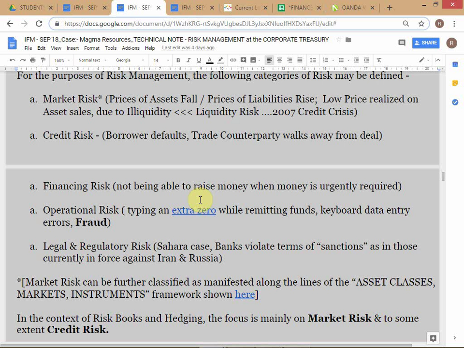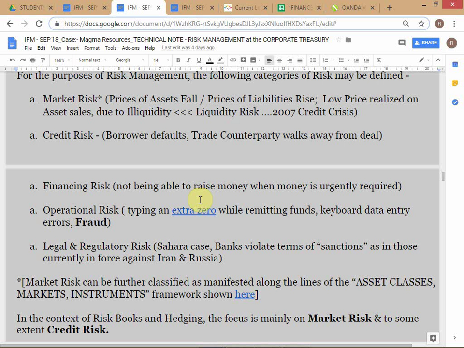This is like a taxonomy of risk. Remember we have a taxonomy of asset classes and markets. Taxonomy is the science of classification, and a particular classification is also referred to as a taxonomy. So this is a taxonomy of risk. Typically we look at market risk, credit risk, and financing risk. Somewhere you might find a different classification, but this is what I prefer.